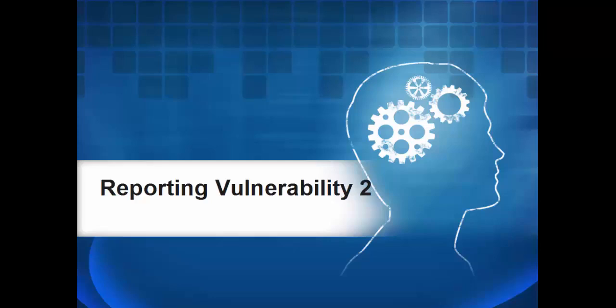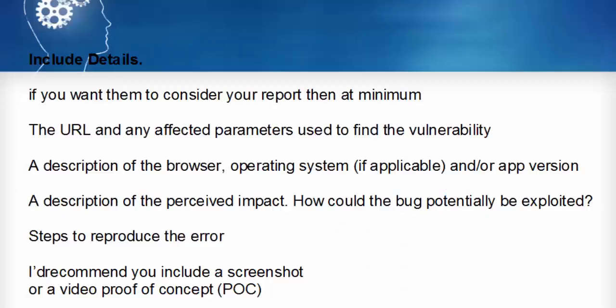Welcome. In this video, we'll continue with reporting vulnerability. What you have to do in reporting vulnerability is you have to report it in detail. If you want them to consider your report, then at minimum, you should mention the URL and any affected parameter used to find the vulnerability, a description of the browser, operating system, or any app version, and a description of perceived impact. How could the bug potentially be exploited?